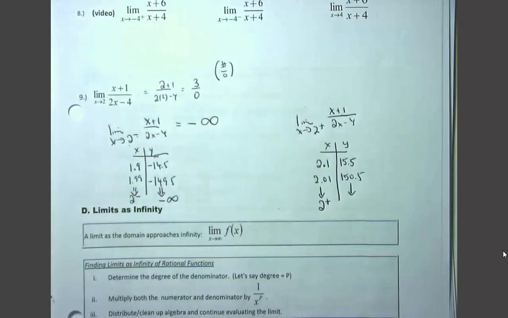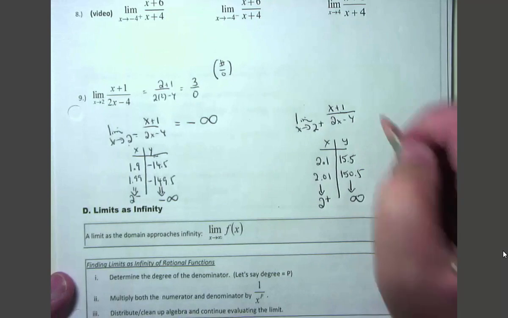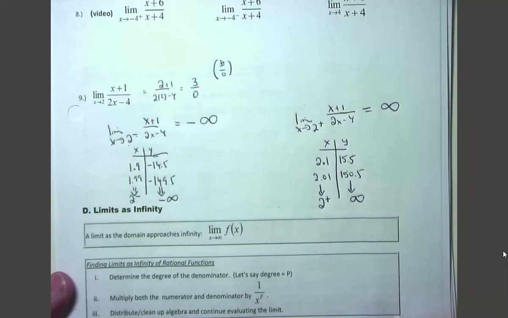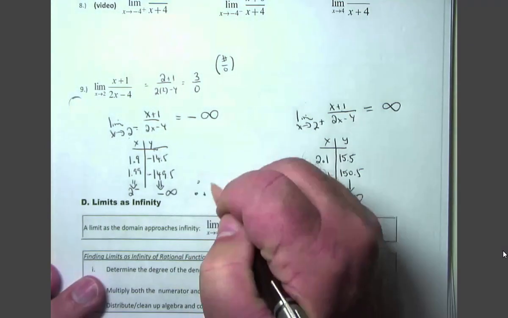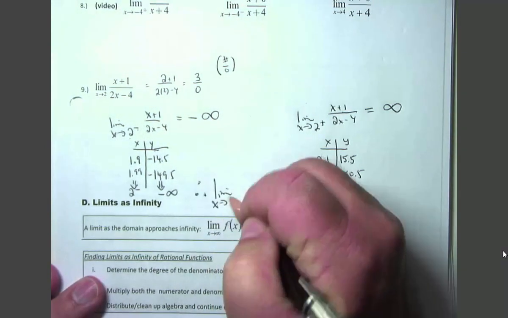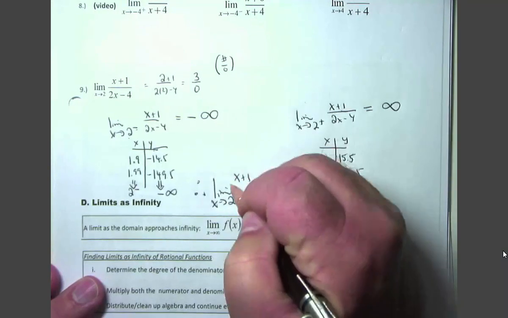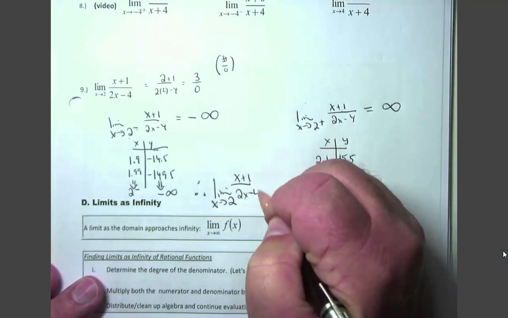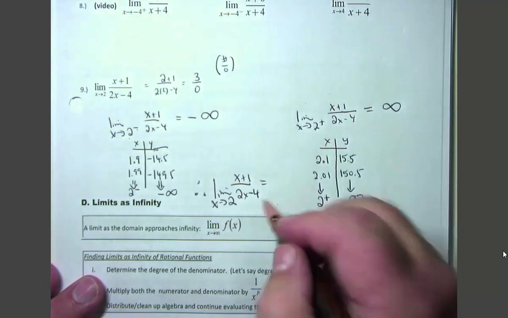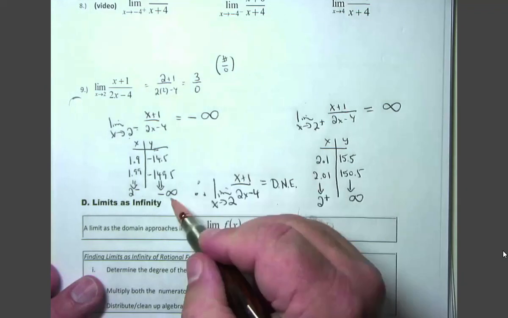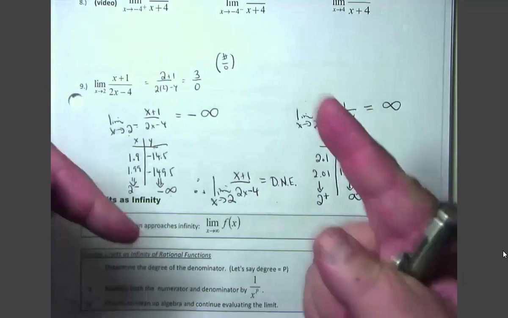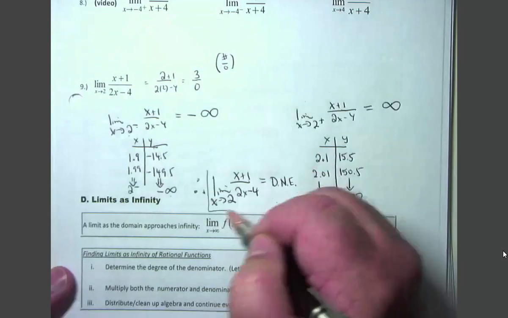Where's it going? Infinity. Positive infinity. So the limit as x approaches 2 from the plus side of (x plus 1) divided by (2x minus 4) equals positive infinity. Therefore, what is the limit as x approaches 2 of (x plus 1) divided by (2x minus 4)? Does not exist. Why is the answer does not exist? Because the limit from the left is negative infinity, the limit from the right is positive infinity, they're going in two different directions. So therefore, the full limit doesn't exist.